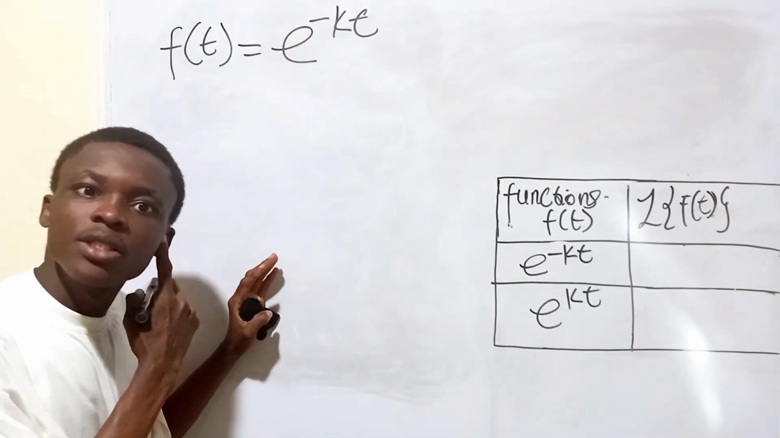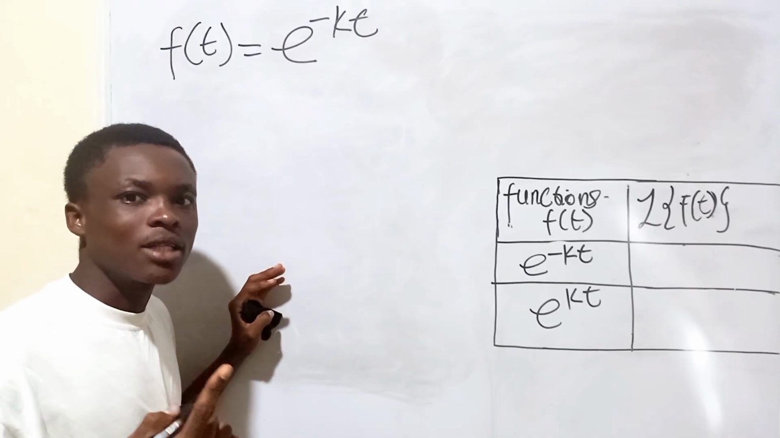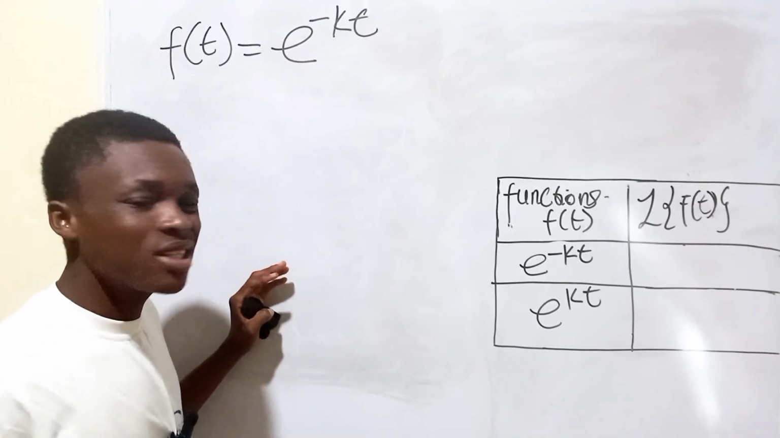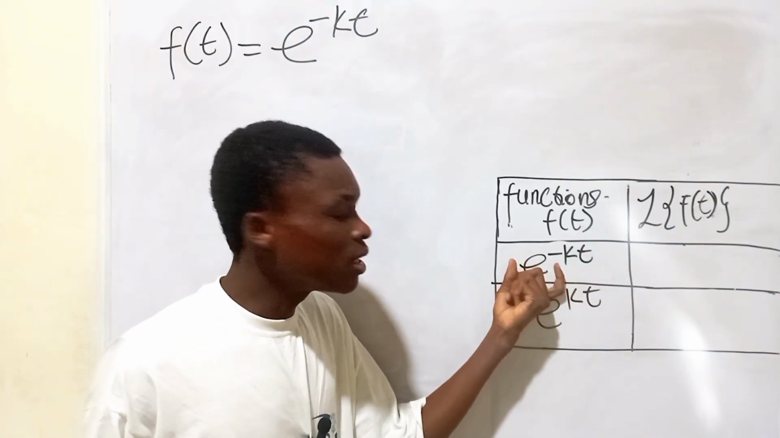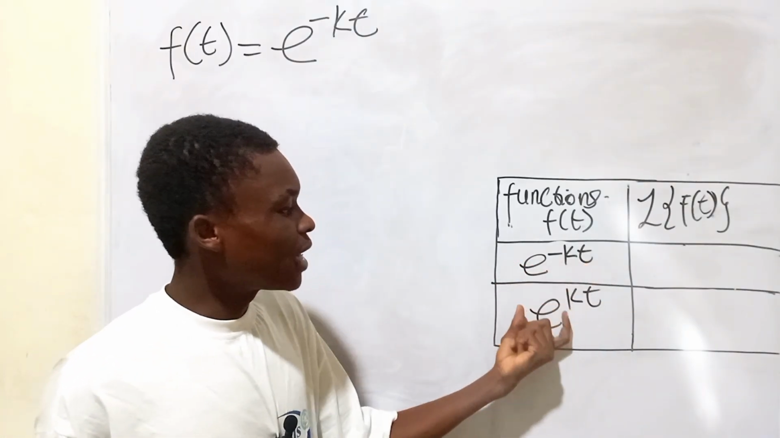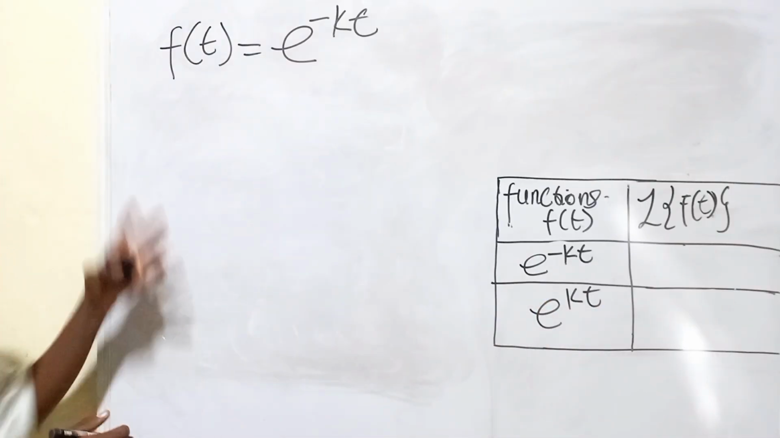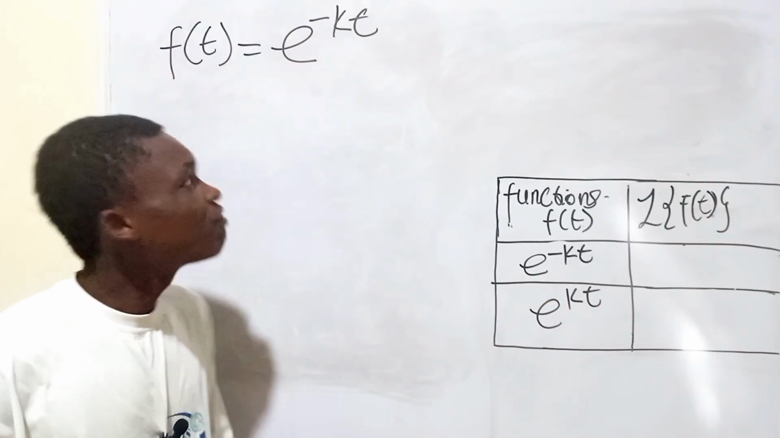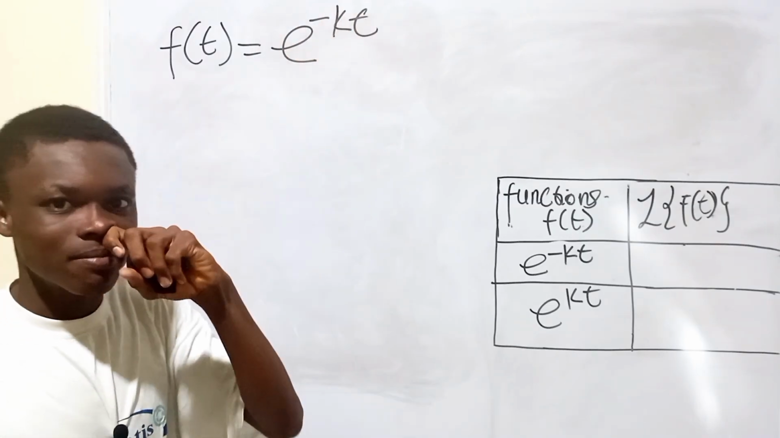In our previous class, we obtained the Laplace transform for 1 and the Laplace transform of a constant k. So in this lesson, we are asked to find the Laplace transform of exponential minus kt and exponential kt. So this is the question. How do we find the Laplace transform of this function, e raised to the power of negative kt?